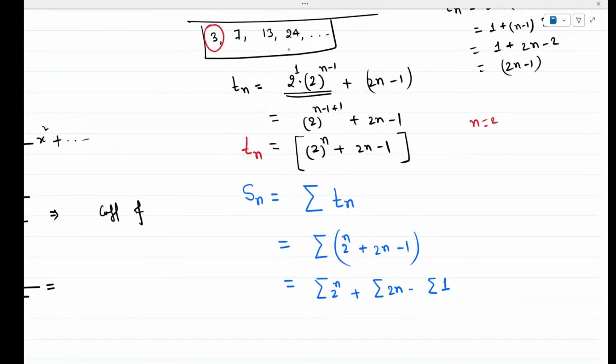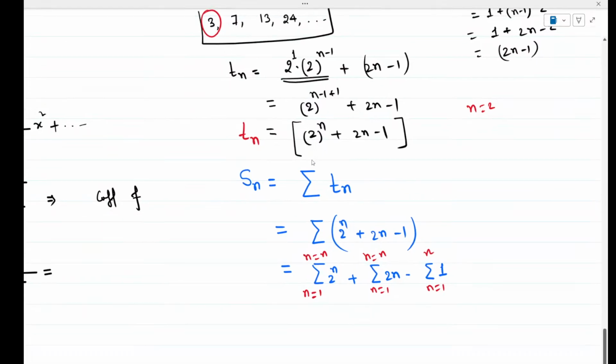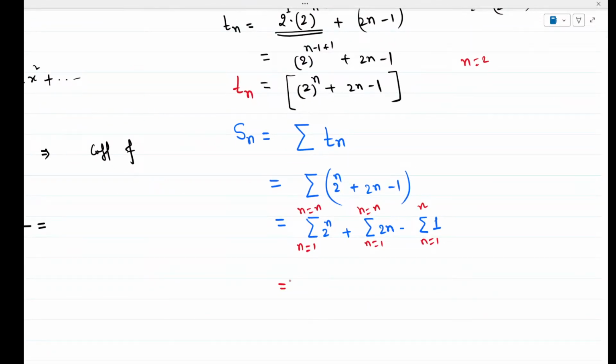Ultimately, I'm giving you the general result. In this way, suppose you are finding the general expression for Sn. I'm adding from n equals 1 to n equals n here. We are finding the expression in terms of n. So 2 raised to power n is 2 raised to power 1 plus 2 raised to power 2 plus 2 raised to power 3 plus dot dot dot plus 2 raised to power n.